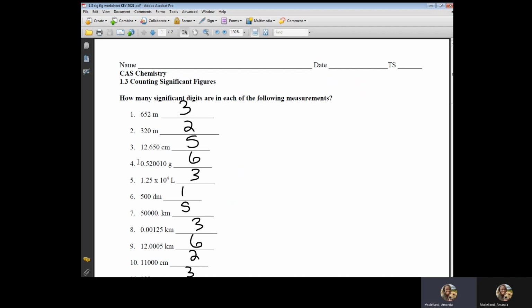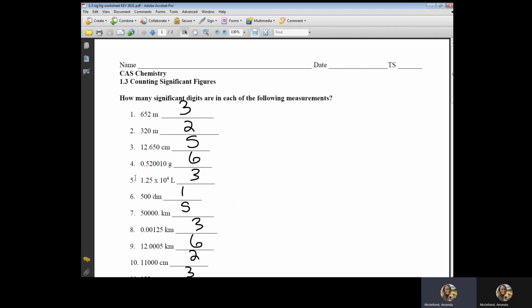And then number 4, this leading 0 is also just a placeholder, so it's not going to be significant. It's just a placeholder there because my mass was less than 1. So the 5 is significant, the 2 is significant. Those zeros are sandwiched, so those are both significant. The 1 is significant, and then this 0 at the end. So I had a very, very accurate measuring device to get to 6 decimal places down there.